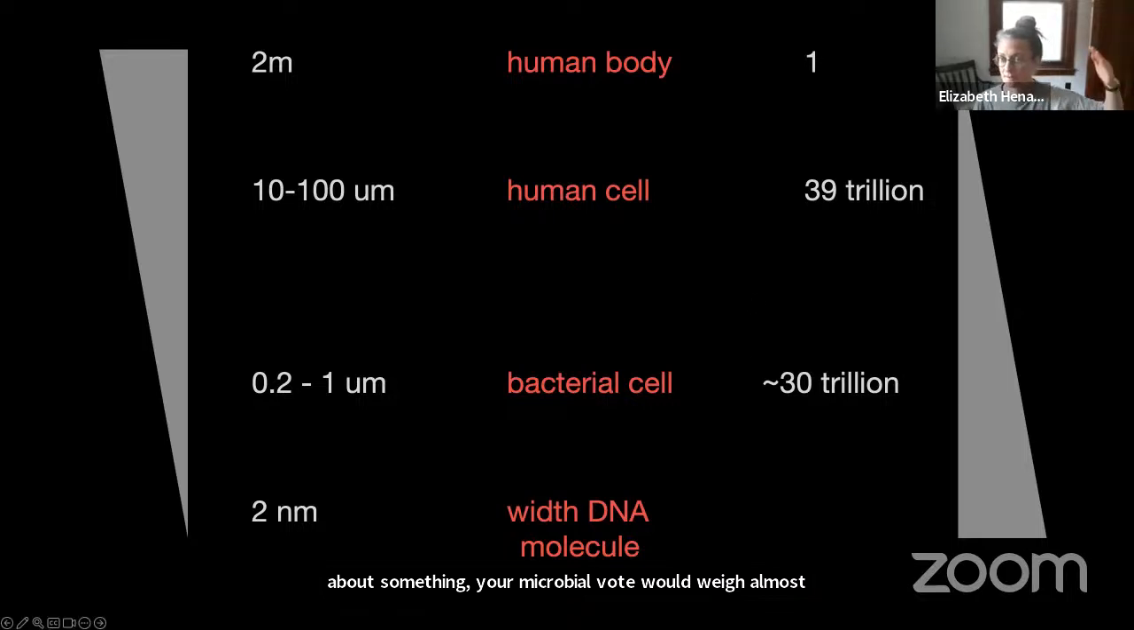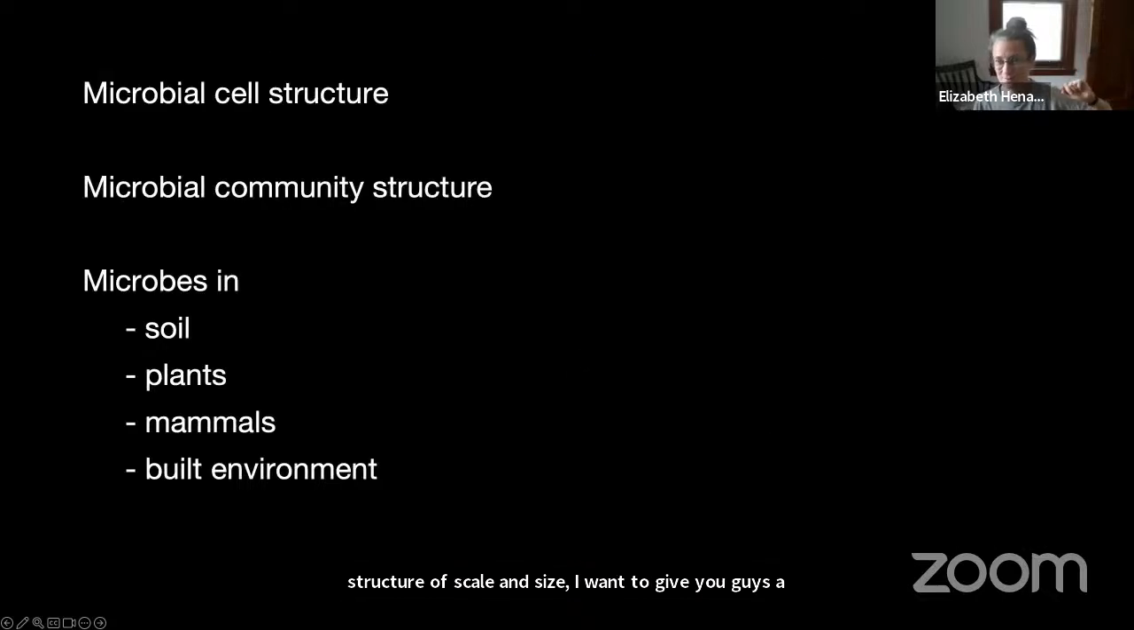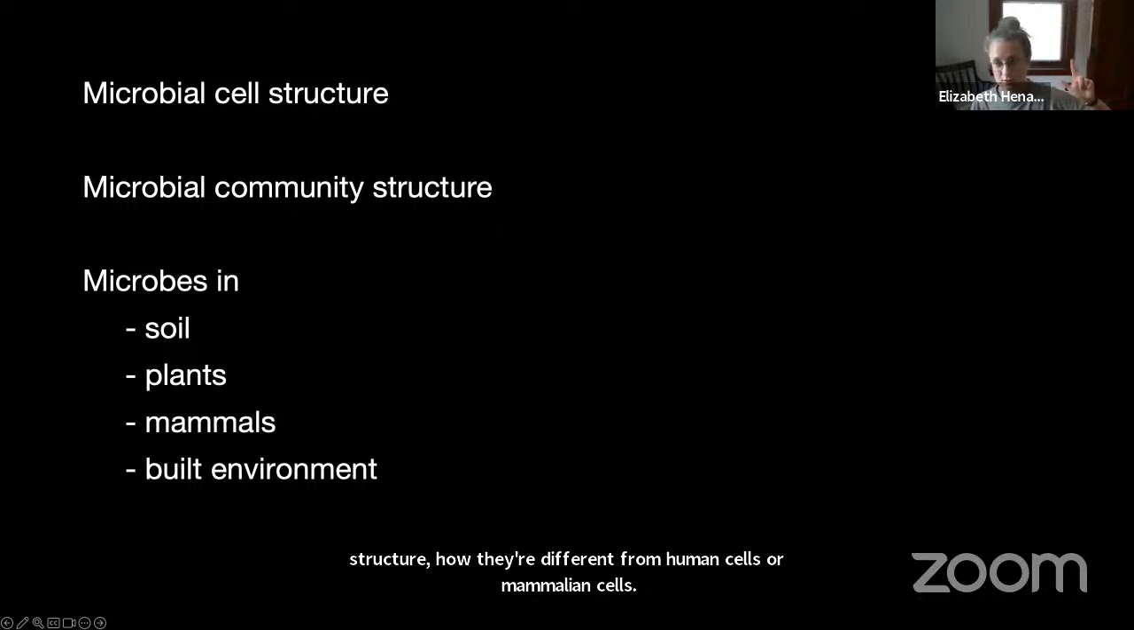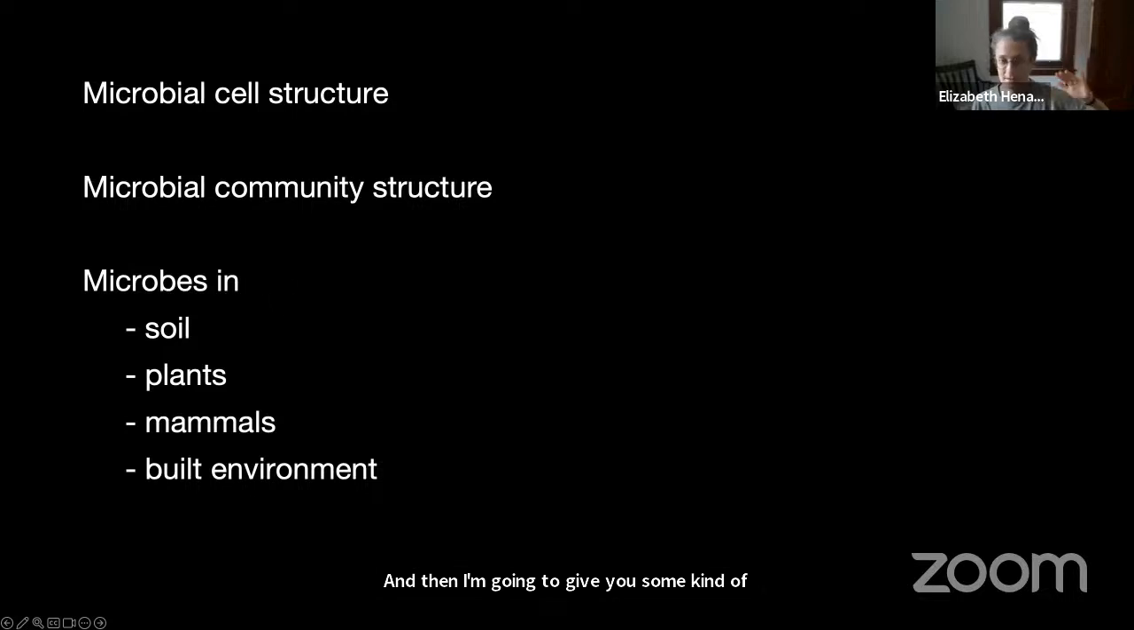So with that in mind, with this structure of scale and size, I want to give you guys a crash course in the biology of microbes in the environment. We're going to go through, real quick, microbial cell structure, how they're different from human cells or mammalian cells, and talk about microbial community structure. Microbes are unicellular organisms, but they also very much exist in communities. And then I'm going to give you some literature review about microbes in soils and plants and mammals and the built environment. I'm going to go really quick over this. The idea is just to provide you with some further reading should you be interested in any of these topics.